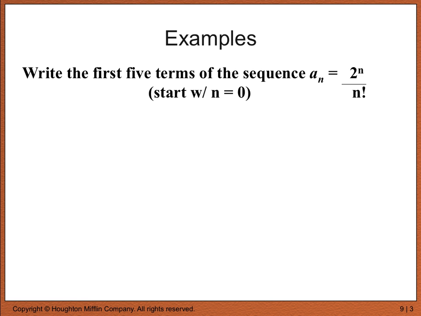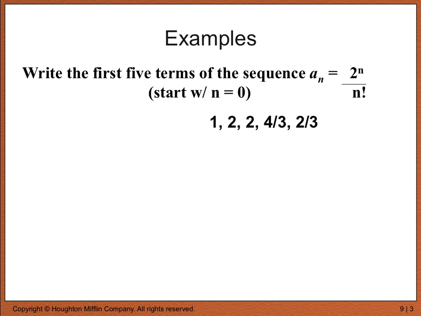A sub n equals 2 to the n over n factorial, and start with n equals 0. So pause the video and get that on your own, and once you have those 5 terms, then you can resume and check your answer. So this is what you should have come up with. 1, 2, 2, 4/3, 2/3.